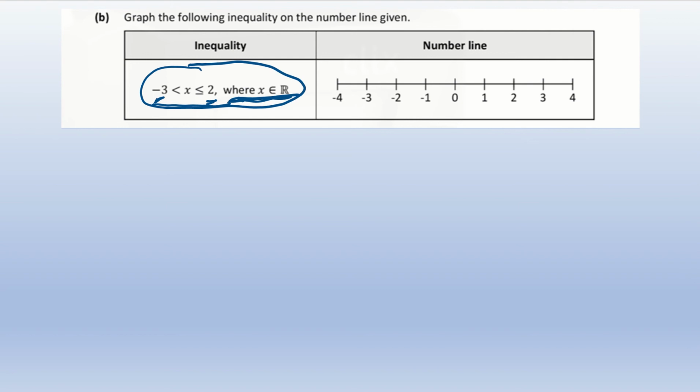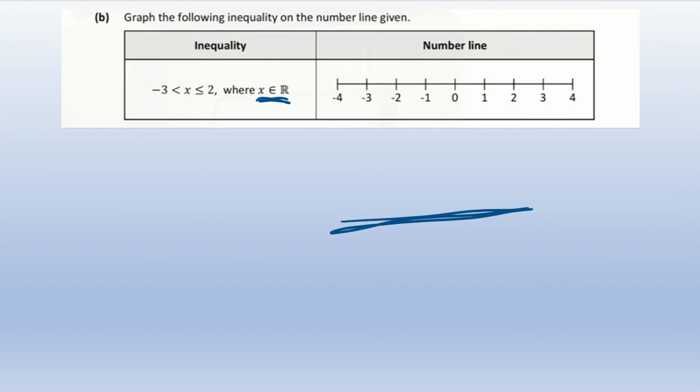So if we think back to what we've done just in the last couple of minutes, we're dealing with our real numbers. So we will be dealing with a line on our number line. And we know that we want all the numbers in between -3 and 2. So we know that our numbers are going to start at -3 and go all the way up to 2. So what I'm going to do is, I'm just going to put a circle around the -3 and a circle around the 2. And what I'm going to do is, I'm going to draw a straight line between them.